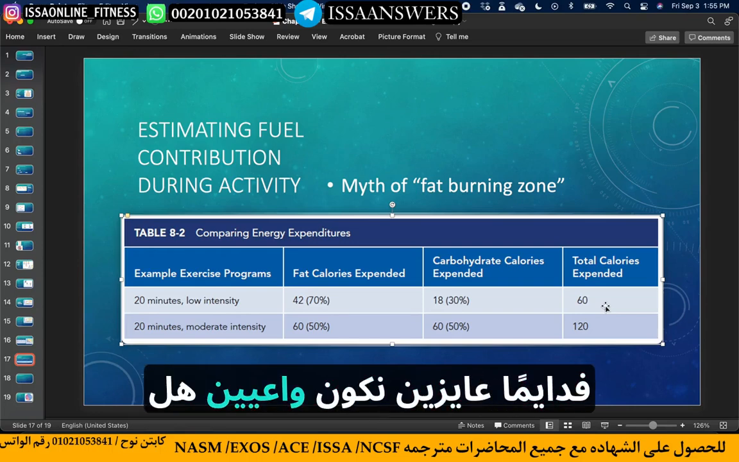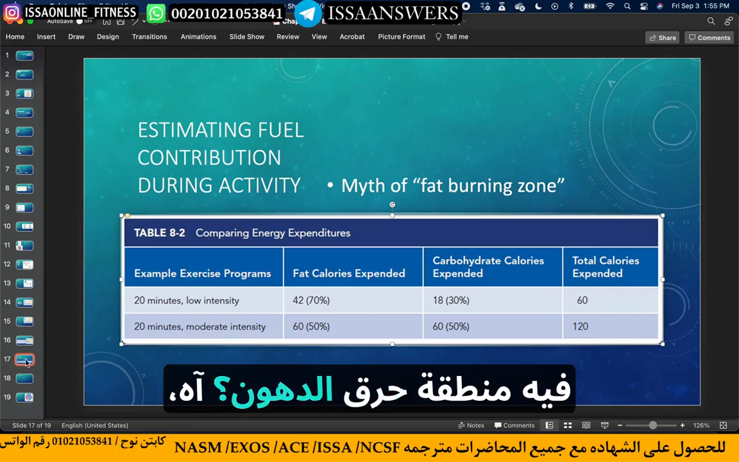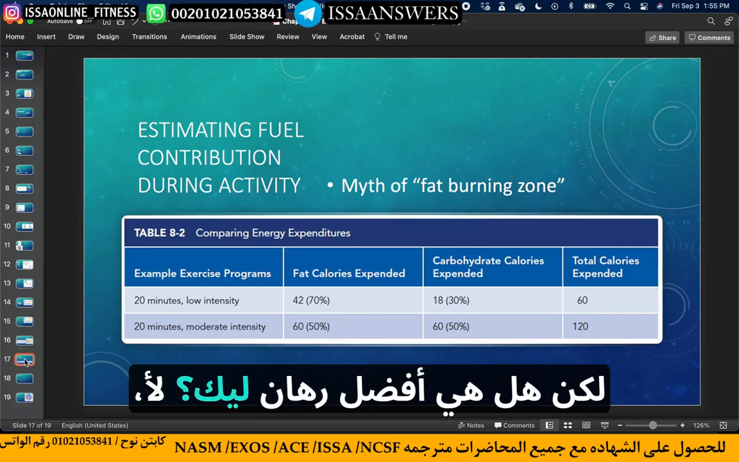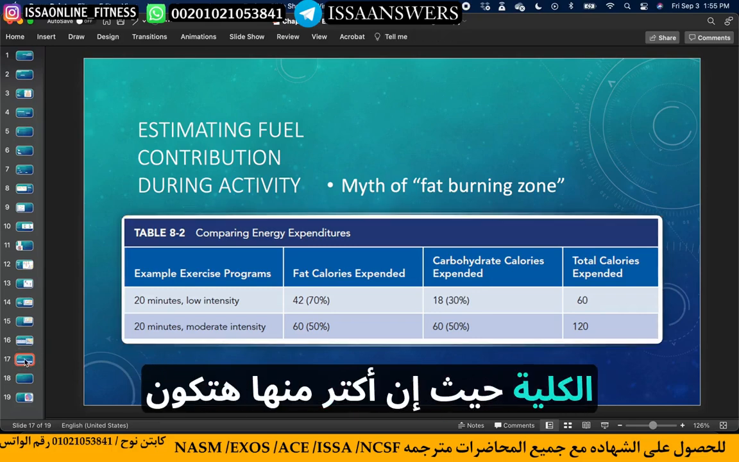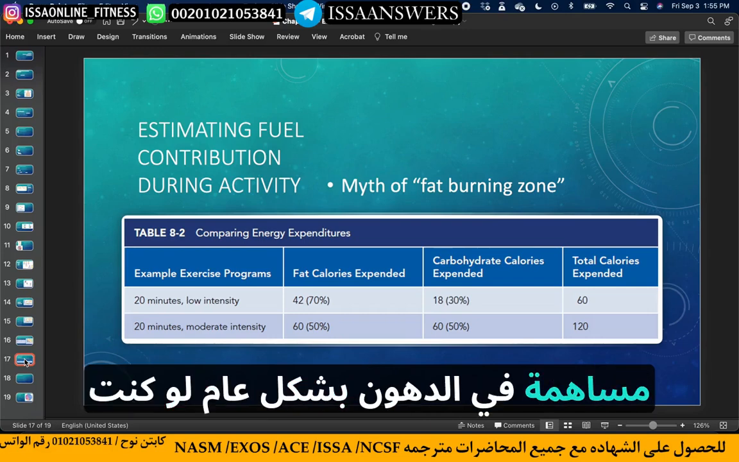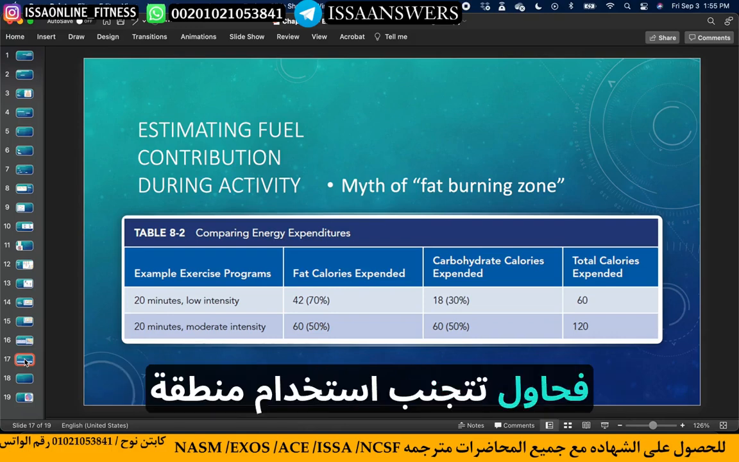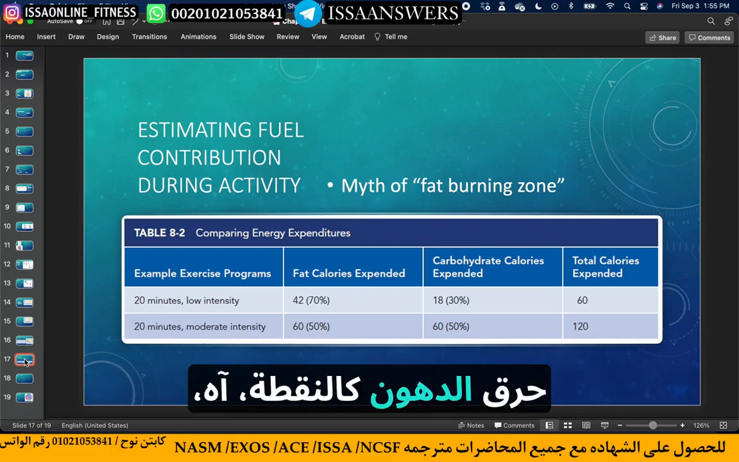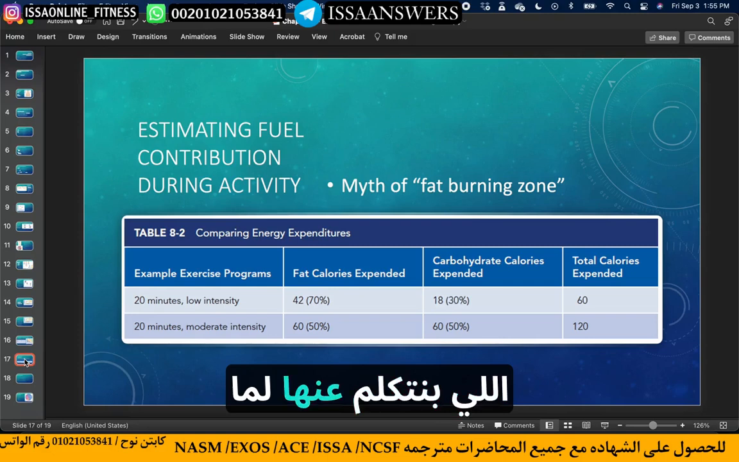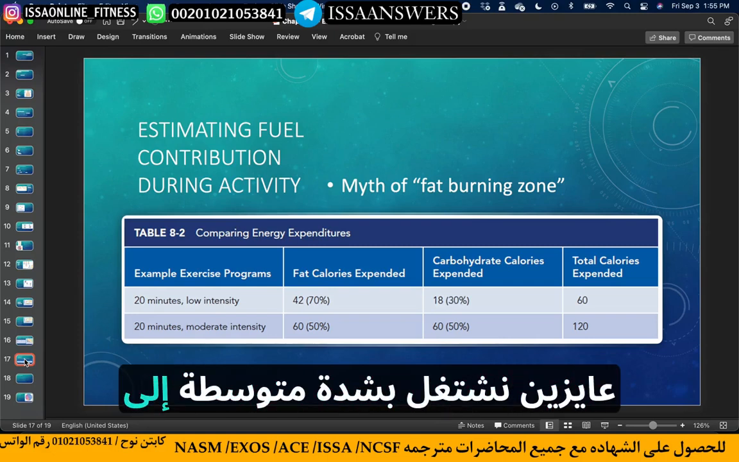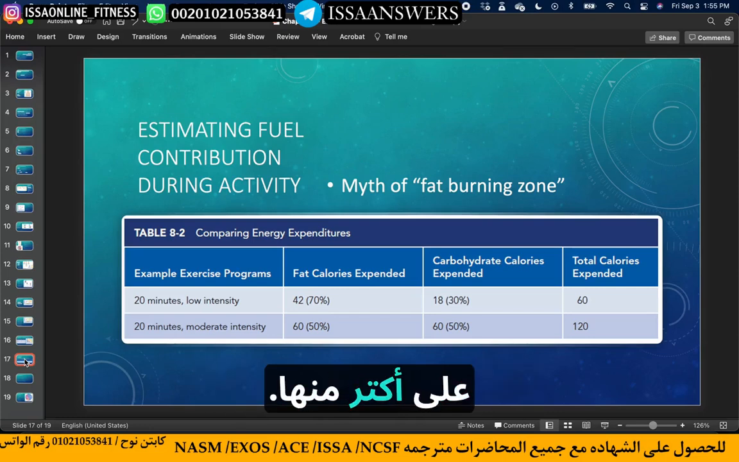So we always want to be aware: is there a fat burning zone? Yeah, but is it the best bet for you? No. It's better off burning total calories, where more of them will be contributed to fat overall if you're using yourself the right way. So try to avoid using that fat burning zone as a talking point when we can really say, no, we want to work moderate to moderately intense and get more out of it.